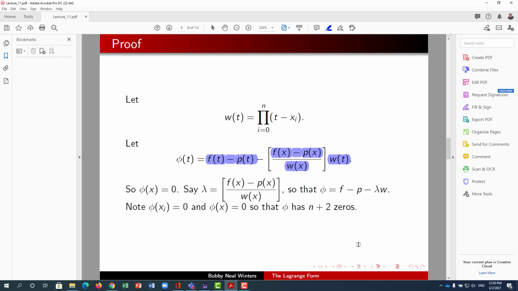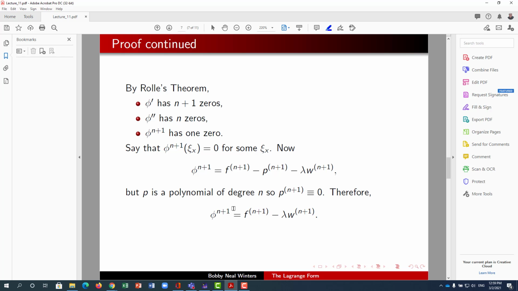So by Rolle's theorem, we can check that phi prime has to have n plus 1 zeros. Why? Because there is a zero of the derivative between the zeros of the function. Phi double prime has n zeros for the same reason. It has a zero between each zero of the original function, and we can keep on doing this until we get down to phi^(n+1), which only has 1 zero.